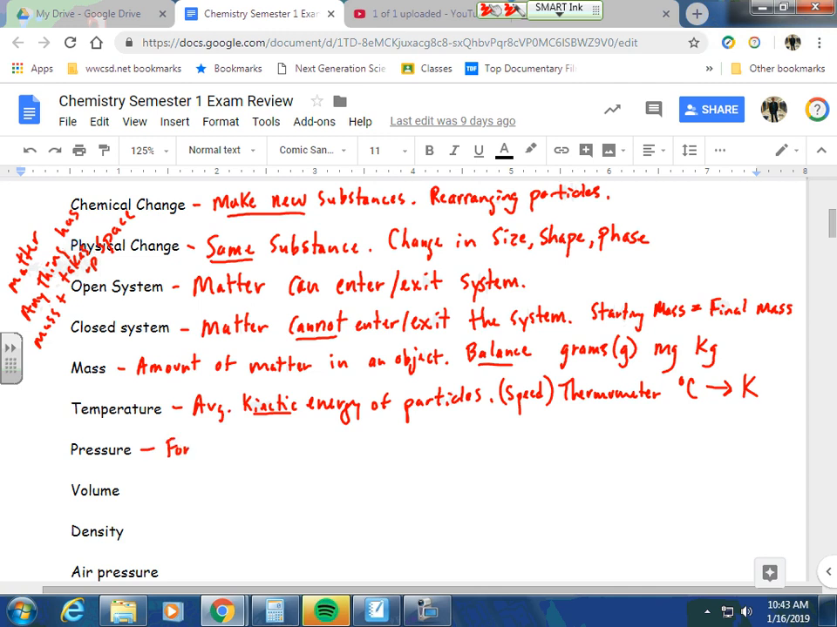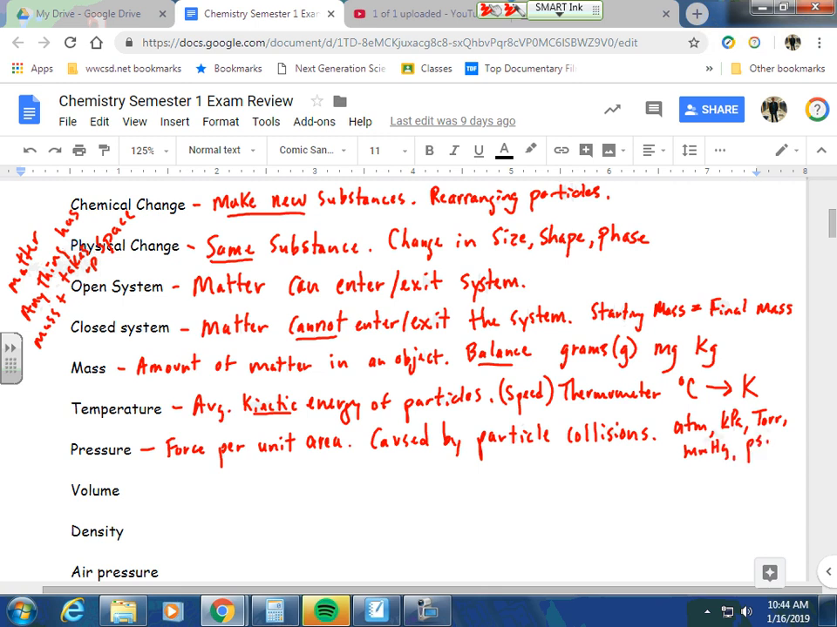Pressure is force per unit area, like say pounds per square inch maybe. It's caused by particle collisions. Some units, we had a lot of different units for this. ATM, atmospheres, kPa. We had torr, we had millimeters of mercury, and we even had PSI for that.